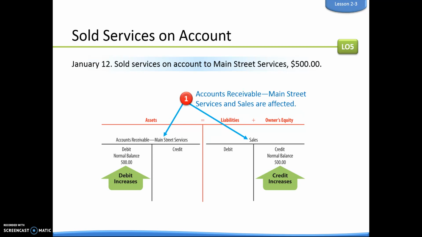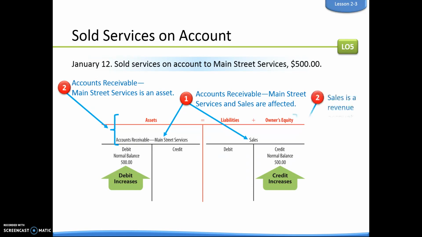Then we look at how each of those accounts are affected. Accounts receivable, again, is an asset. We just talked about that. It is technically listed right underneath cash in our chart of accounts, simply because we believe that we'll receive that amount relatively soon. And then, as we already stated, sales, of course, is a revenue account that affects owner's equity.